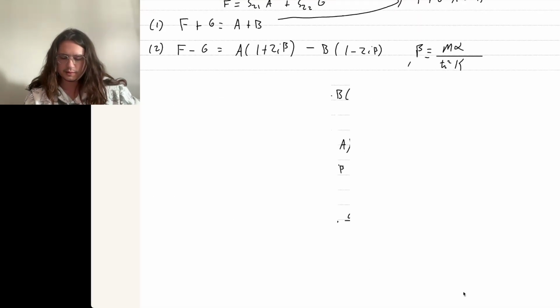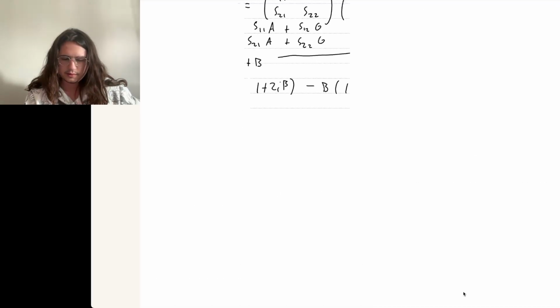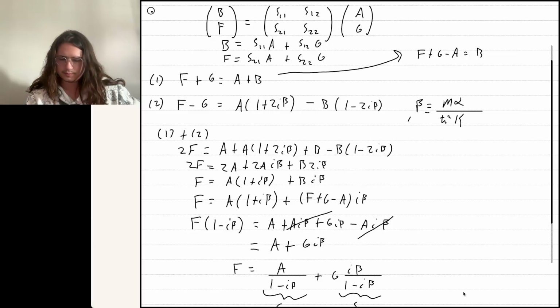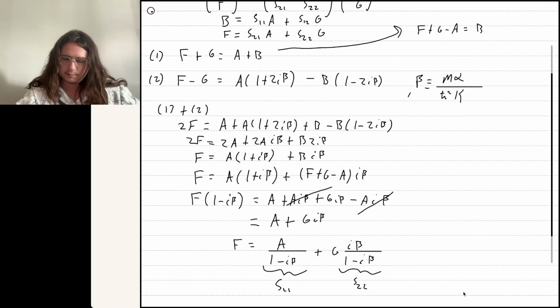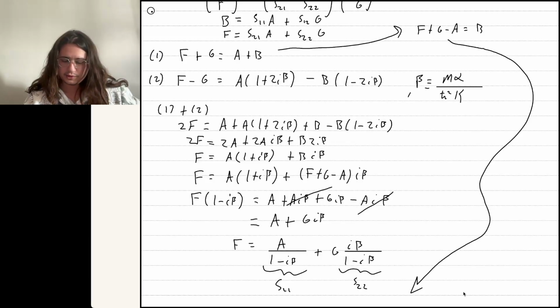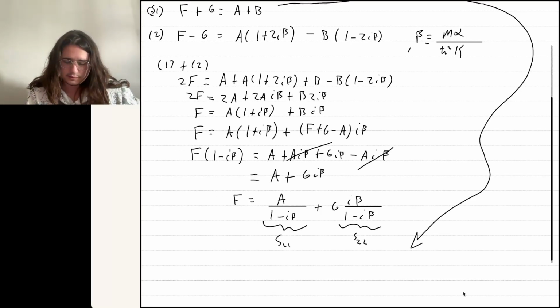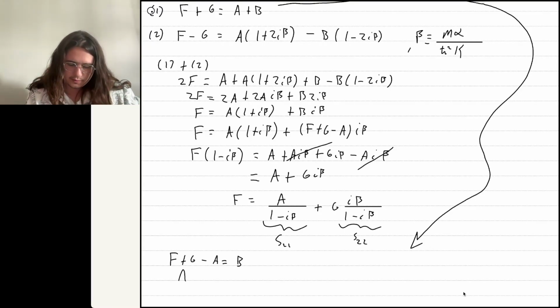What else do we need? We also need B in terms of A and G now. So let's go back to the equation which I used to solve the second one, and plug in what we just got for F. That was F plus G minus A equals B. This F is now A over 1 minus i beta plus G i beta over 1 minus i beta, and then also plus G and minus A should be equal to B.